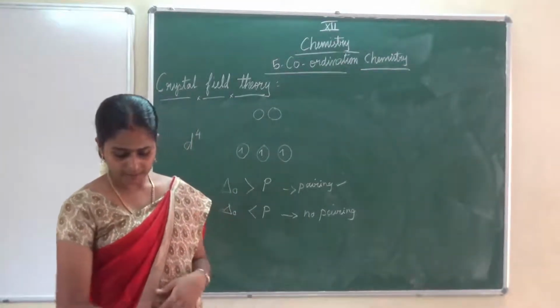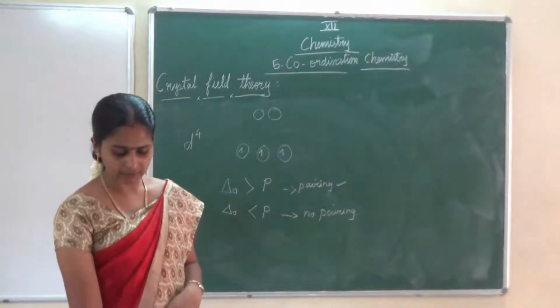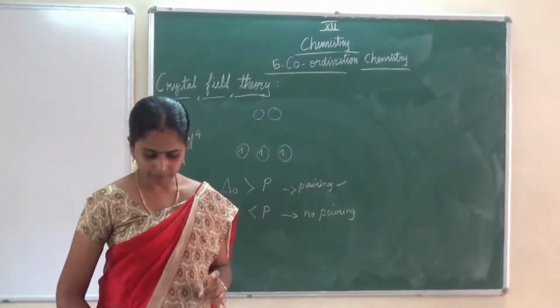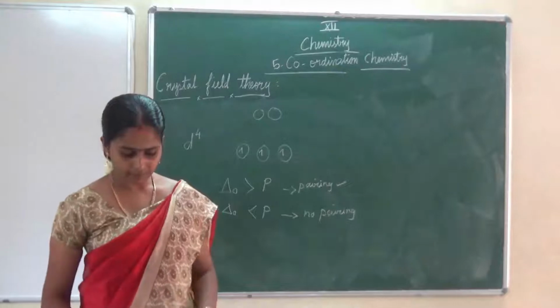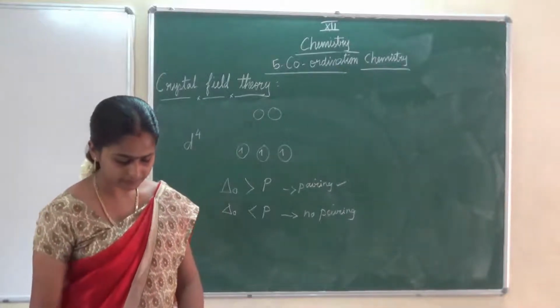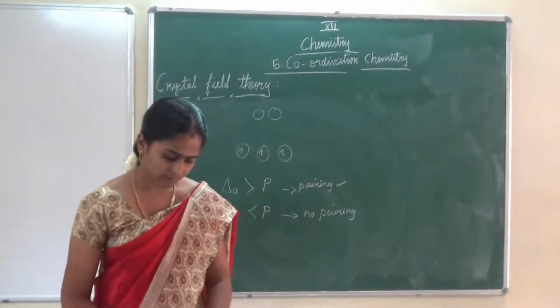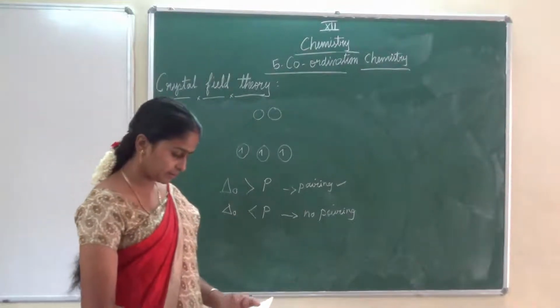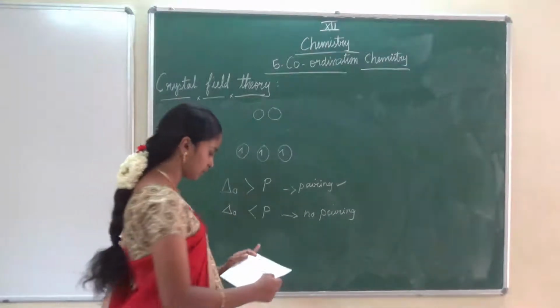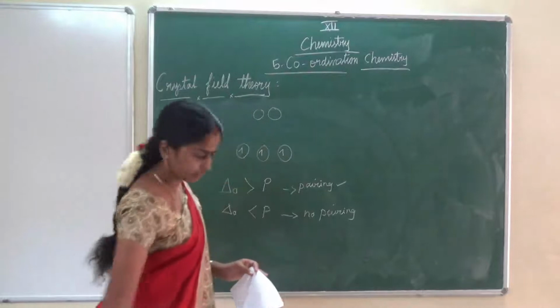Children, now here they have given a few examples, two examples with del naught values. First, let me write here what the values are.